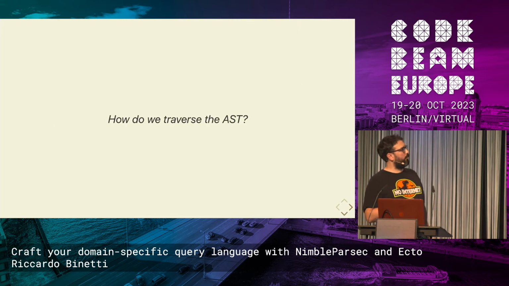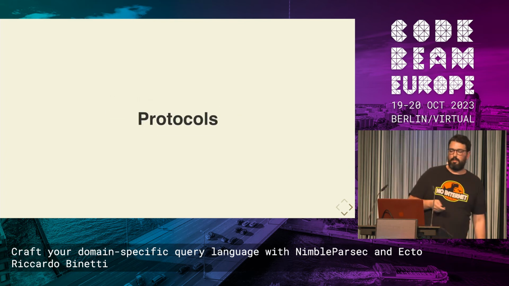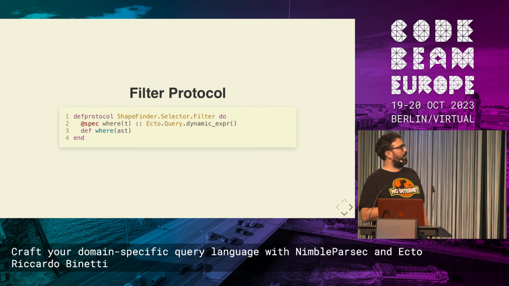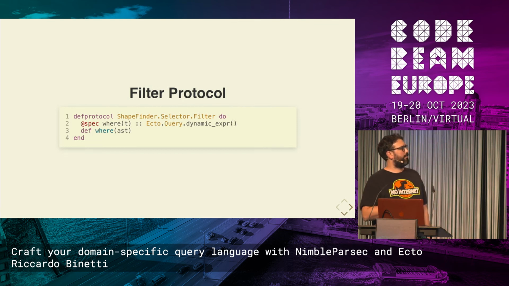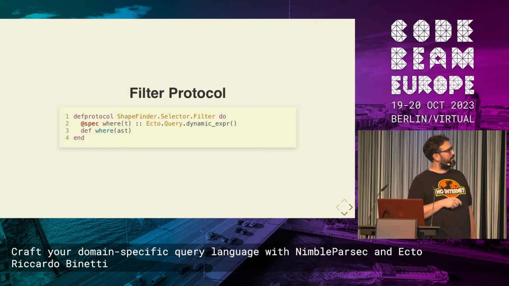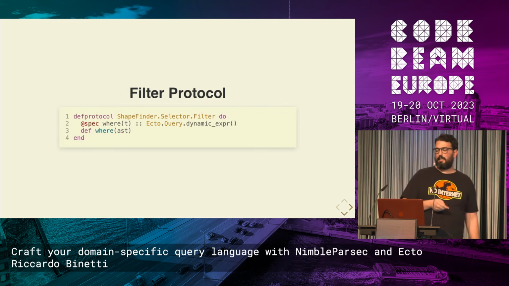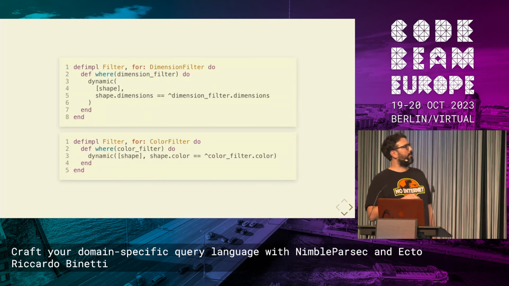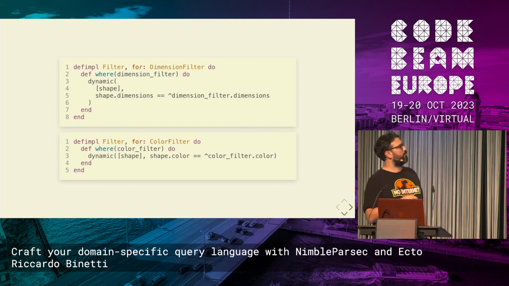So we're going to traverse our AST. We're going to use protocols, since we have Elixir structs. So we're defining a filter protocol. And basically, the filter protocol has a function that accepts the AST and outputs a dynamic expression. Then, as the next step, we're going to implement the filter protocol for all our AST structs.